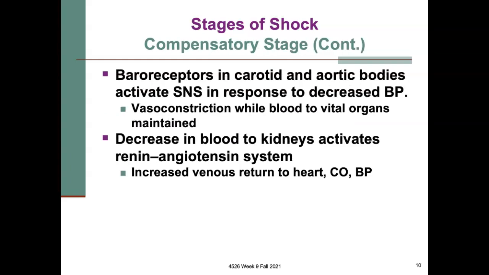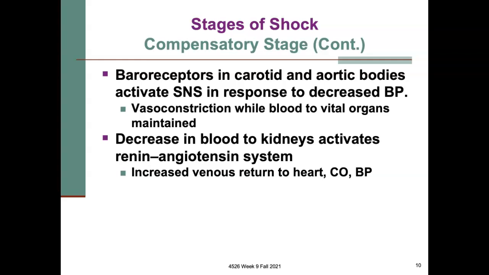So you're going to see the baroreceptors in the carotid and aortic bodies activate the sympathetic nervous system in response to a decreased blood pressure, and it's going to cause vasoconstriction because it wants to shunt the blood only to those vital organs.